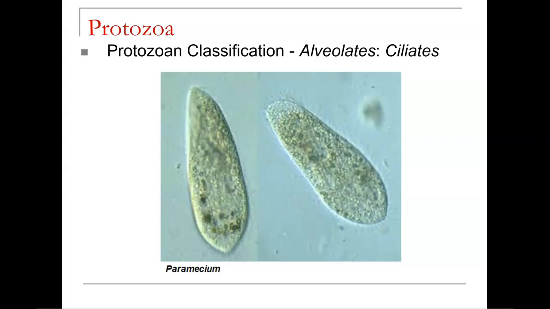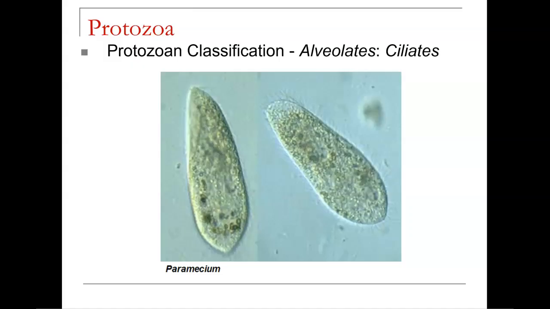Now we have what we call the alveolates. The alveoli are small membrane-bound cavities beneath the cell's surface, and they have no known purpose that we know of. There are three subgroups of these. We have the ciliates. They contain cilia, which they use to move themselves or to move water past their cell surface.